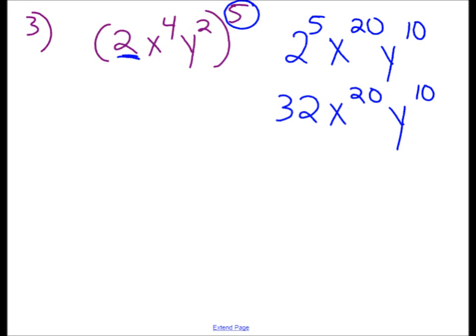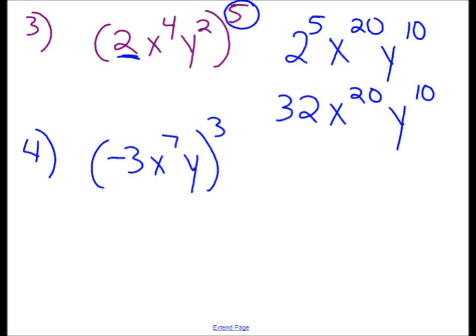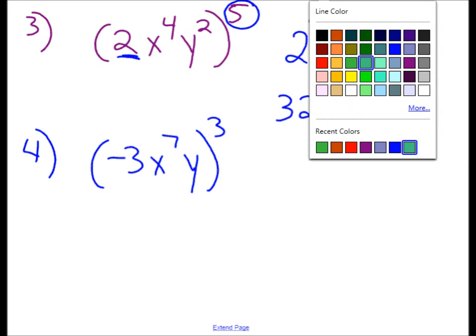Now, for our fourth example, we're going to put a negative coefficient with the problem. So let's say I have negative 3, x to the 7th, y, and the whole thing is raised to the third power. Well, in this case, you have to be careful. We're going to do it the same way, but just be careful with the negative coefficient because I see a lot of mistakes when we do this stuff with the signs.